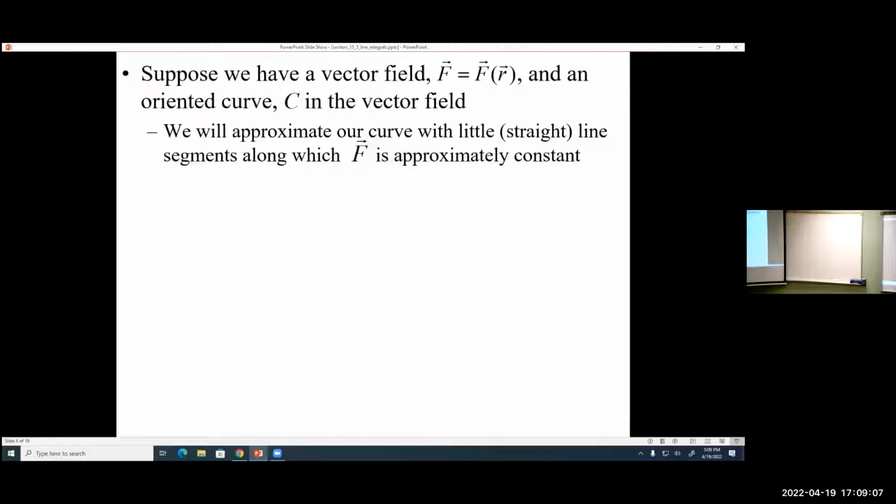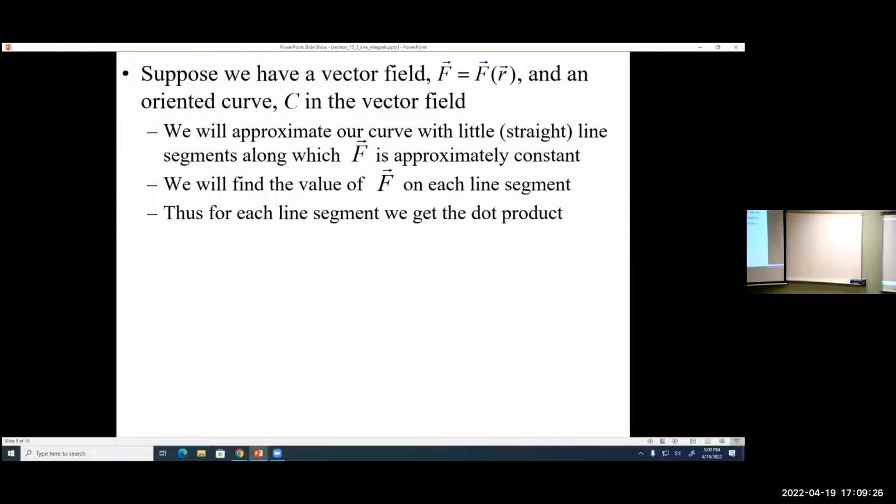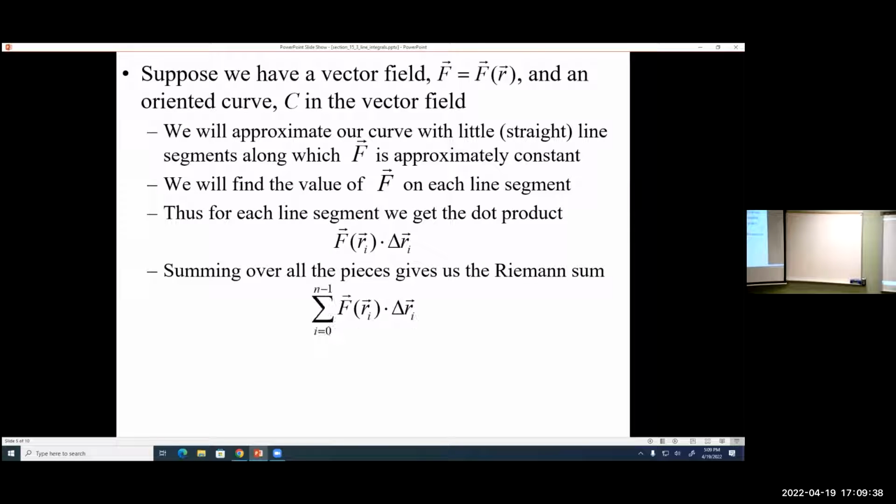Well, that should bring up a concept we talked about actually a little while ago. It's been a while now, but the dot product. The dot product for vector projection tells us to what extent one vector is in the direction of another. So we find the dot product on each of these little broken up segments, and then we add them up with a Riemann sum to get the total. Then when we take infinitely many intervals, we get our definite integral.